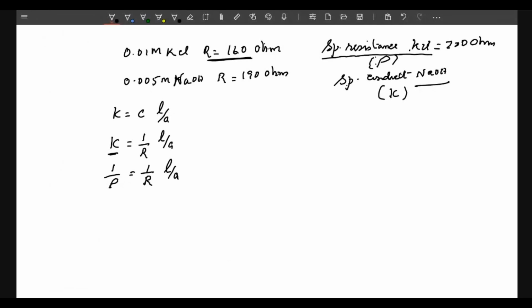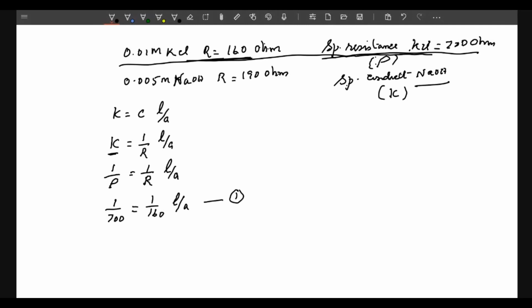And now you substitute this parameter here. 1 by 700 is equal to 1 by 160 into L by A. The cell constant is not given. They are measuring the conductivity in the same cell. Therefore, it is not necessary to give you the cell constant. Let us have this as equation 1.